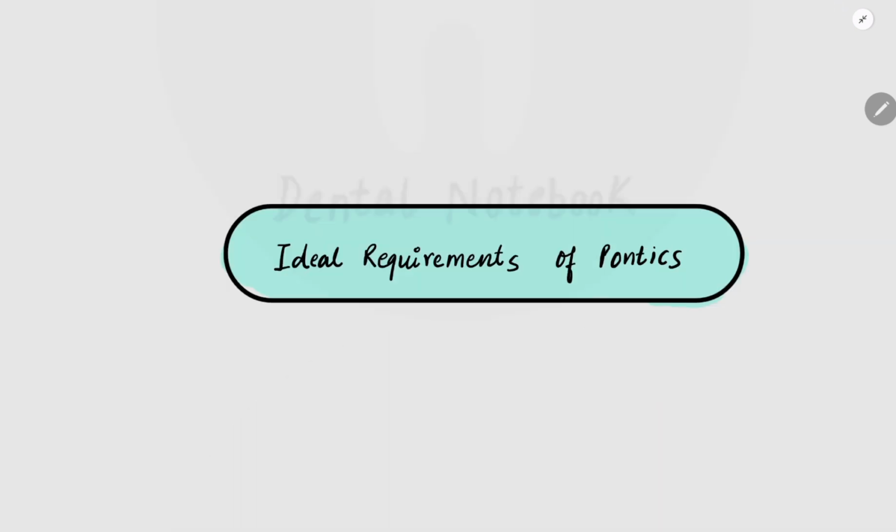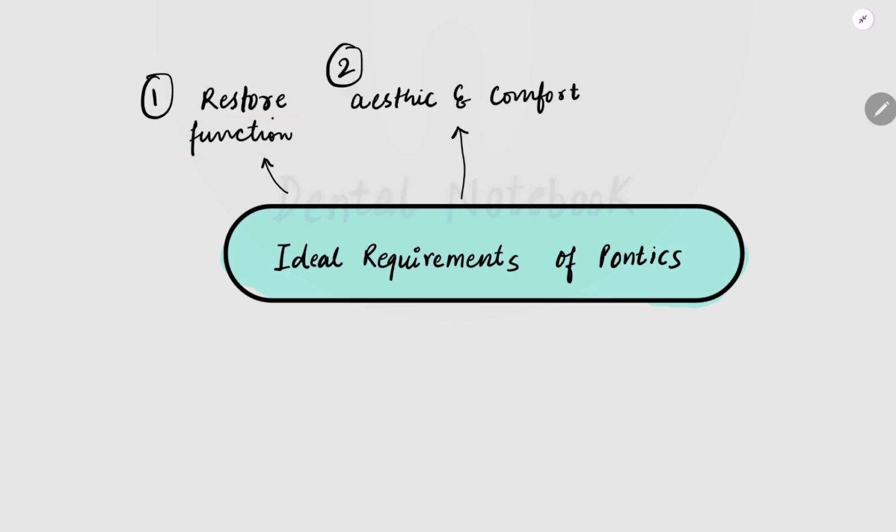Now let's study the ideal requirements of the Pontic. The first one is that it should restore the functions of the replaced natural tooth, such as mastication and maintaining the spaces. All are the functions of the natural tooth which should be fulfilled by the Pontic. The second criterion is aesthetics and comfort. It means that the Pontic should look good and it should also not irritate the patient. Both aesthetics and comfort are equally important for the Pontic.